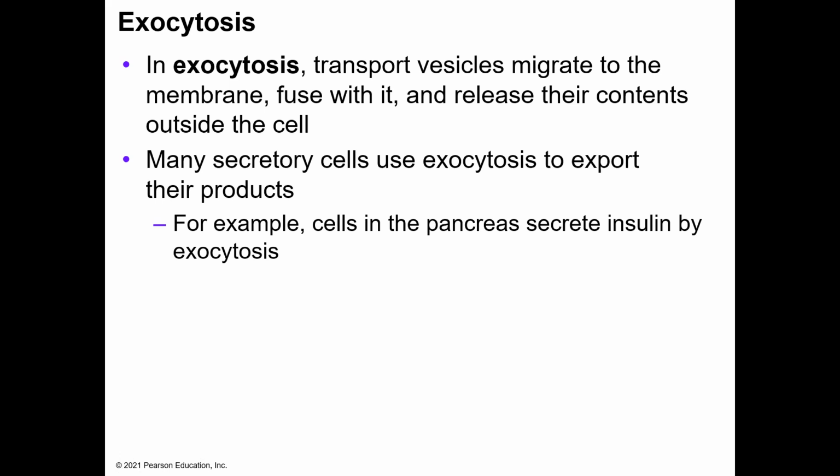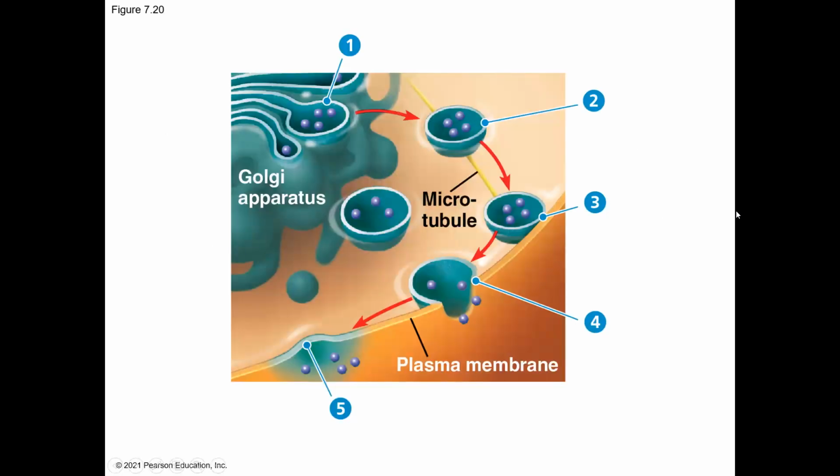Some cells are programmed to do certain functions or jobs, or they're more focused on creating certain types of products that need to be secreted out of the cell. And so they need to do a lot of exocytosis. I love the example that the pancreas will secrete insulin by exocytosis. And so that's just one of many examples of how exocytosis is used by the cells.